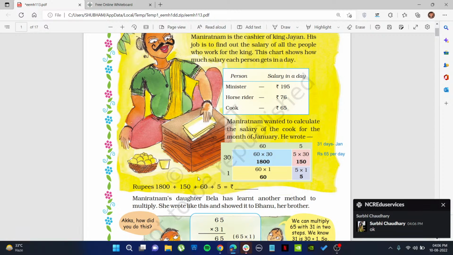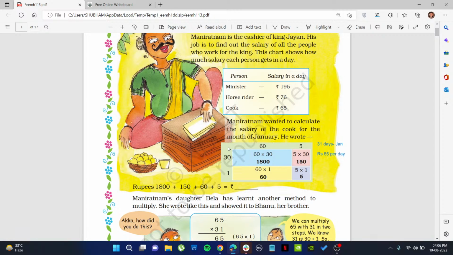Okay, so the total amount, the total salary for the cook would be, we need to add 1800, 150. On adding these two amounts, we will get the amount for 30 days. But we need to calculate for 31 days. So it means that we need to calculate for one more day. So how we can calculate for one more day? By adding the 60 with this 5. So it means that we have to add all of these given amounts. So let's add together.